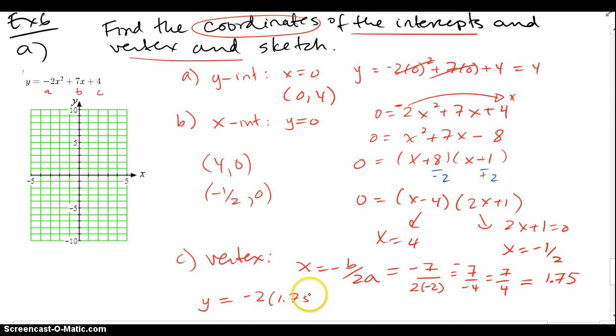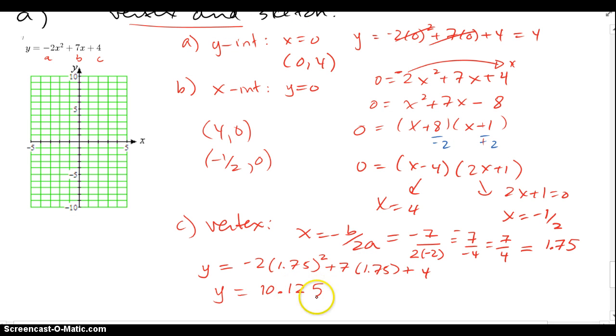So 1.75 is going to get plugged into all the x's, and we'll see what y value it spits out. So I'm getting a 10.125 for the y coordinate of the vertex. So the ordered pair is 1.75 for the x coordinate and 10.125, which I'll have to approximate when I graph it, for the y coordinate.